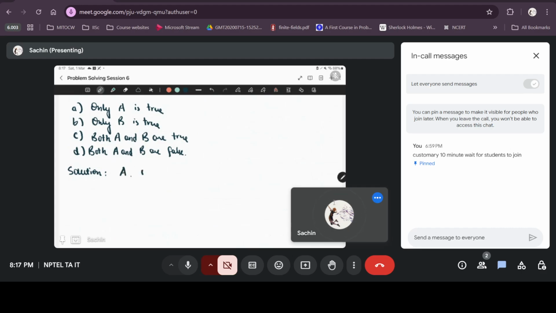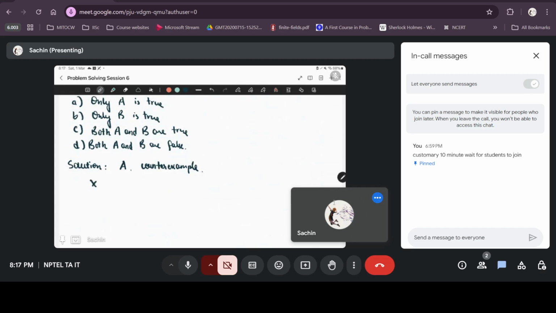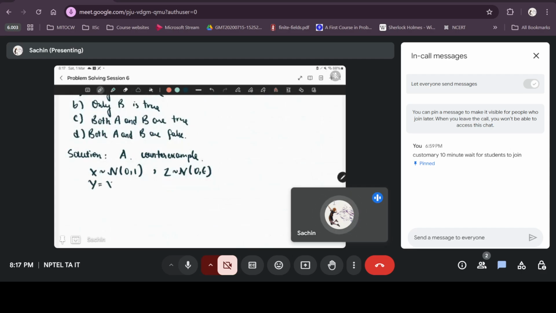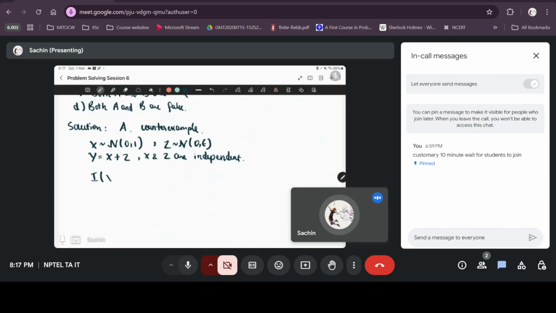For A, the counterexample is this. Let x be distributed as N of 0, 1, z be distributed again as N of 0, epsilon, and y is x plus z, since x and z are independent. Then I of x y is h of y minus h of y given x.